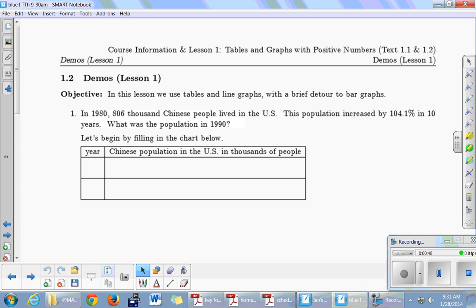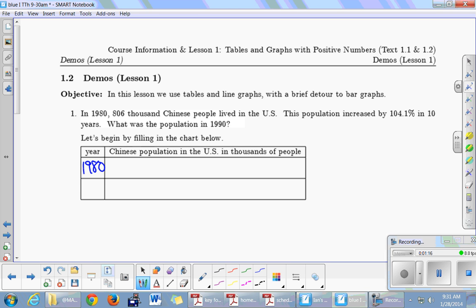In 1980, 800,000 Chinese in the U.S. population increased by 104.1%. So let's begin. All right, so there's some data. We're going to organize it in the chart. The first year that we're interested in, the first year we have information in, is 1980. So how about we throw 1980 there in that first spot?